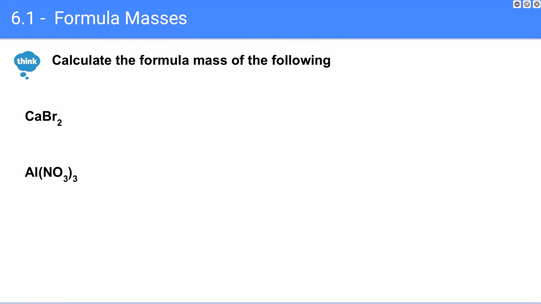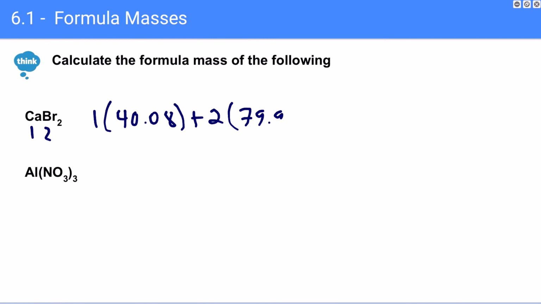All right, so same thing that we've done previously, should be no issues here. We have 1 calcium and 2 bromines, so 1 calcium, 40.08. Again, that is based off of the information that is on the periodic table. We have 2 bromines, each at 79.90. We're going to multiply them and add them together.